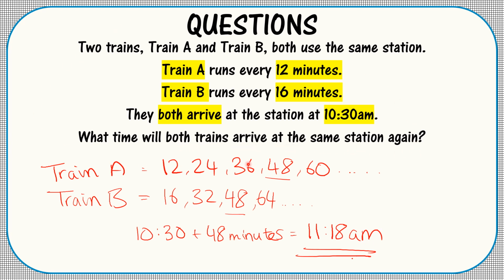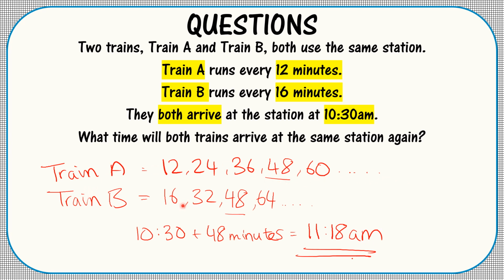Anytime you have a question like this, what I would first suggest is highlight any key information. After you do that, you should be able to figure out what this question is asking you to do. So this is a lowest common multiple type of question. Train A runs every 12 minutes. So 12 minutes, 24 minutes, 36 minutes, 48 minutes, 60 minutes, and so on.